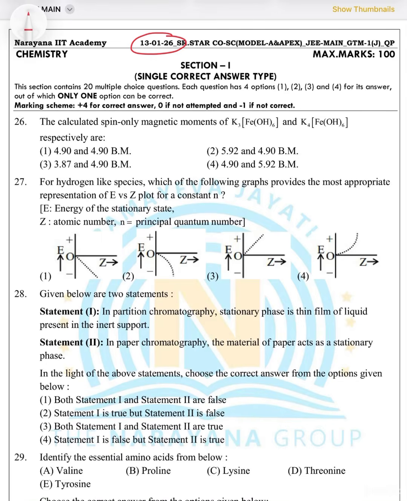13th dated GTM-1 question paper. Let us see chemistry questions.